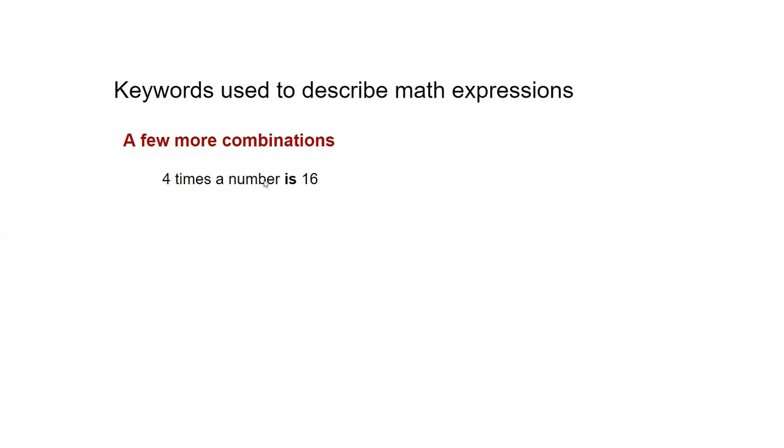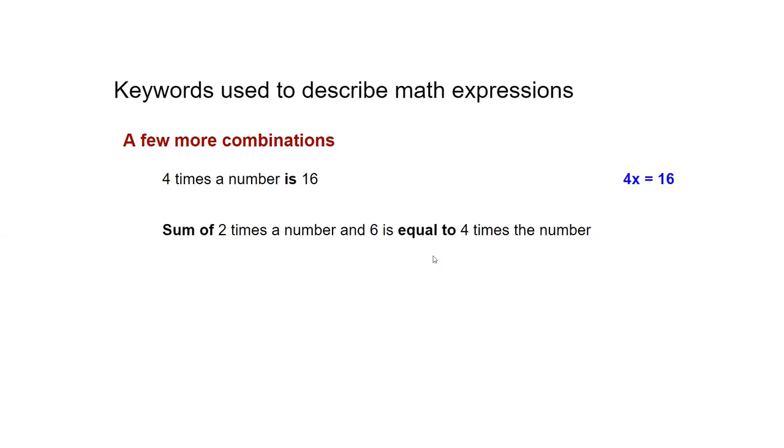4 times a number is 16. In this case, I have the word is highlighted because it stands for the equal sign. So everything to the left of the word is going to be on the left side of the equation, and everything to the right of the word is going to be on the right side. So that turns into 4x equals 16. Finding the is and breaking it up into 2 parts can be very helpful.